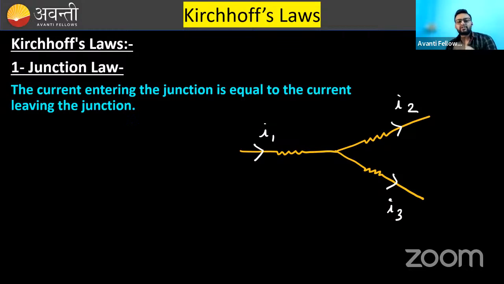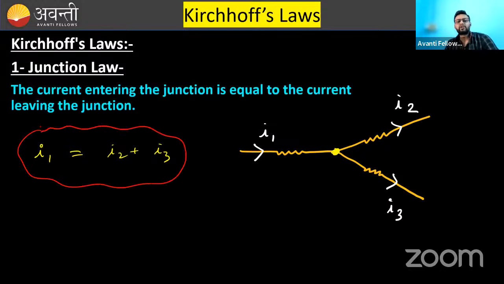What is junction law? Kirchhoff has given two laws. One is junction law, one is loop law. What is junction law? It says the current entering a junction is equal to the current leaving the junction. So you can identify the junction in this diagram. This is the junction. Current entering the junction is I1 and two currents are leaving the junction, that is I2 plus I3. This is our Kirchhoff junction law.